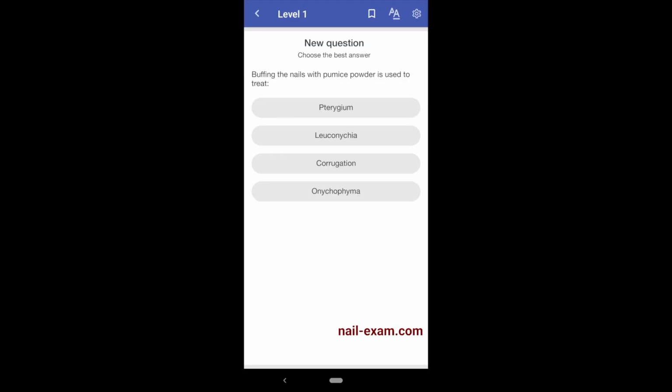Buffing the nails with pumice powder is used to treat. Answers: A. Pterygium. B. Leukonychia. C. Corrugation. D. Onychophima. The answer is C.